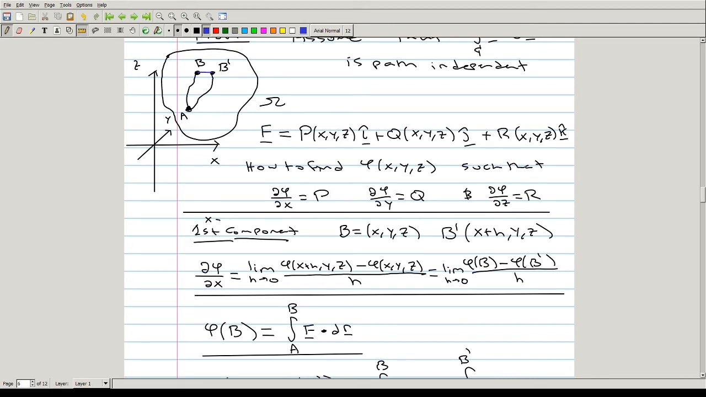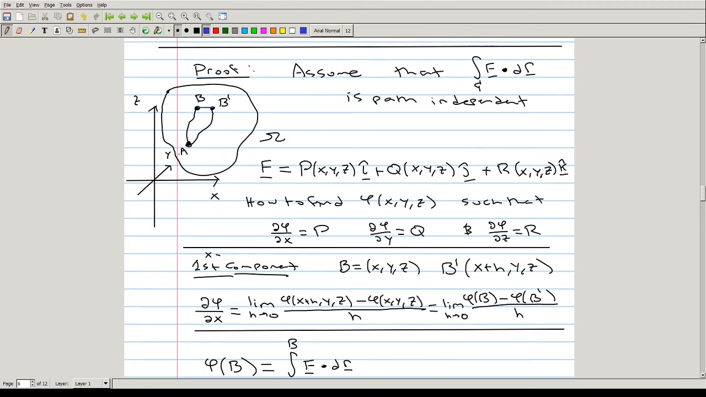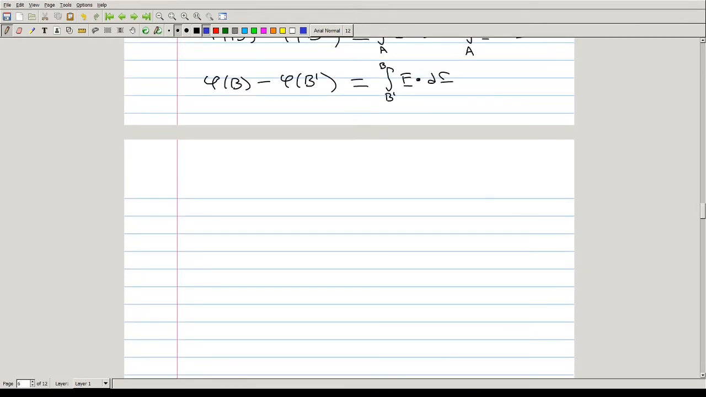So we'll consider the straight line path along the x-axis from B to B prime, where we'll call the distance of this straight line h, which we can definitely parameterize, so that this distance right here is equal to h. So let's put h right here. And so then what we have is the following expression.